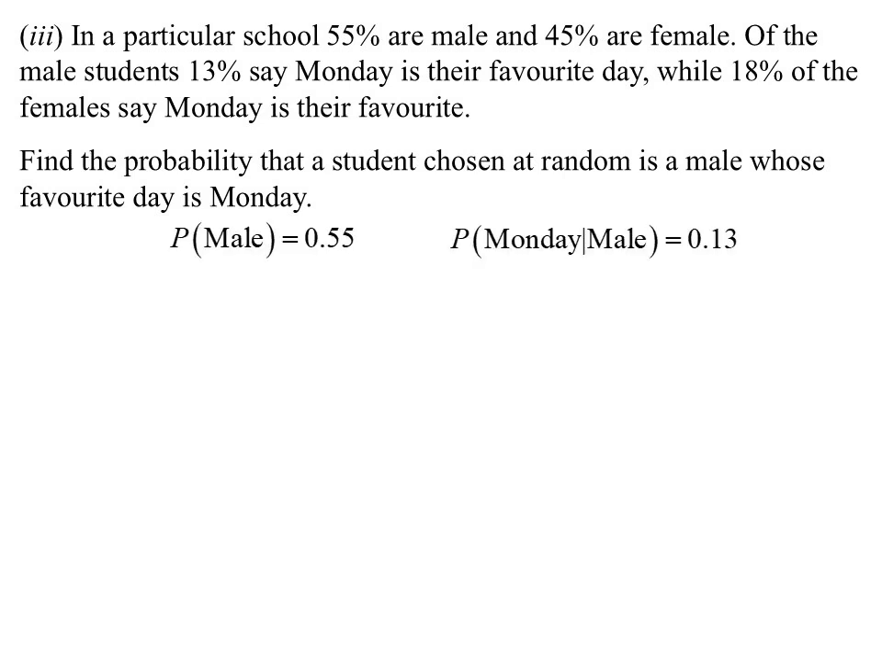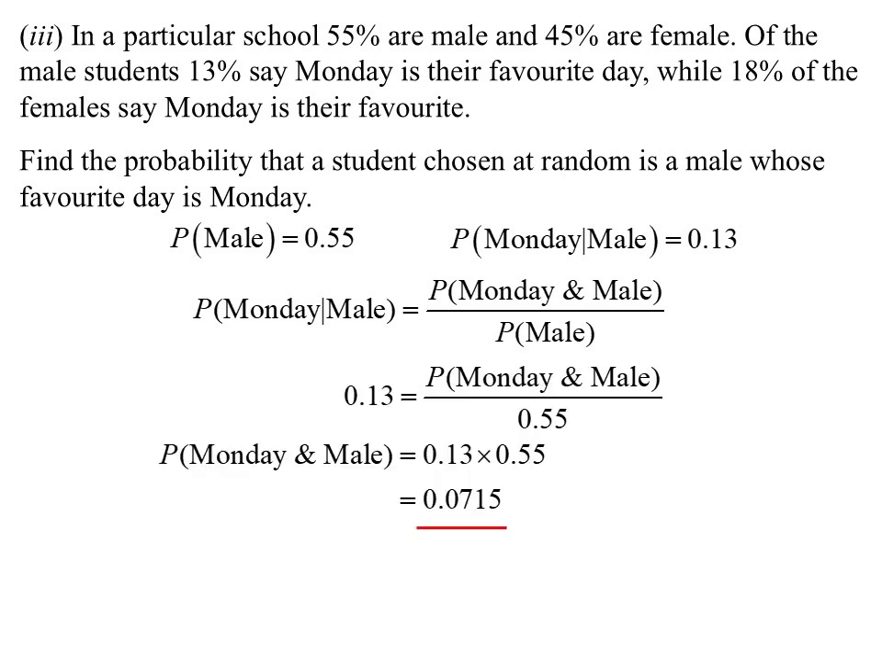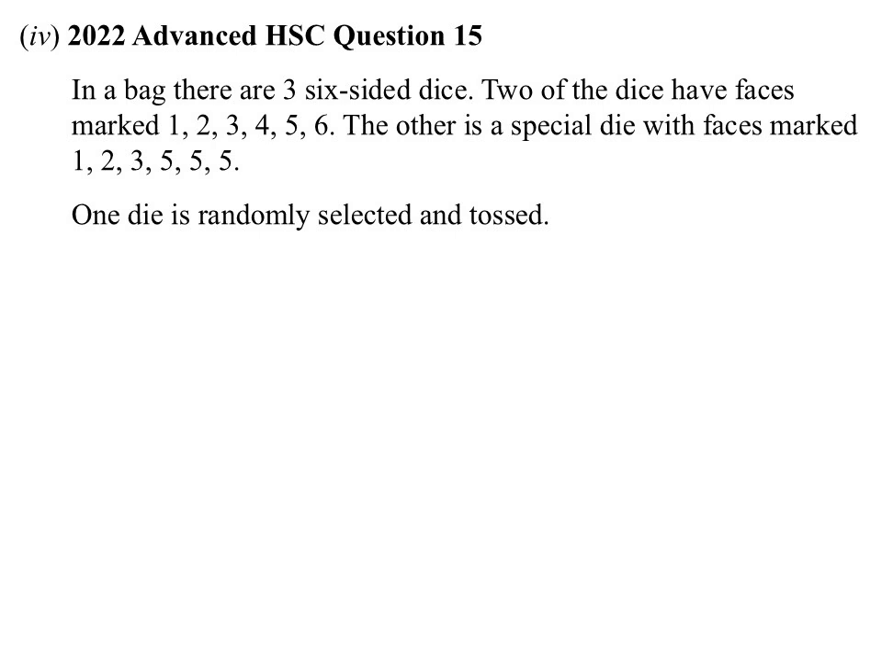So we know probability of male, 0.55. Probability that they think Monday's their favourite day, given that they're male, is 0.13. So then, there's our formula. But we're trying to find the probability that a chosen student is male and their favourite day is Monday. So actually the top of the fraction. But we know these other 2. So we'll substitute those numbers in, rearrange it, and we get our probability. So probability of male and Monday, 0.0715.